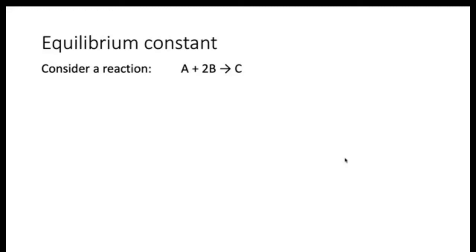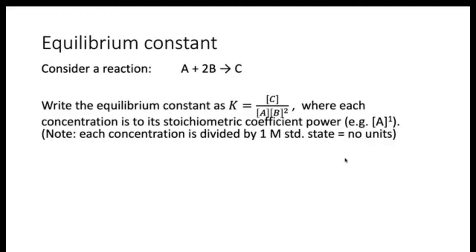Okay, so let's apply the equilibrium constant. If we have some reaction, general A plus B goes to C, reactants go to products. We would write the equilibrium constant K as the ratio of products to reactants. So we write the concentration of our product raised to the stoichiometric coefficient, which is 1, so we don't have anything there, over the concentrations of our reactants raised to their stoichiometric coefficients, where there's a 1 and then a 2, and that's the power.